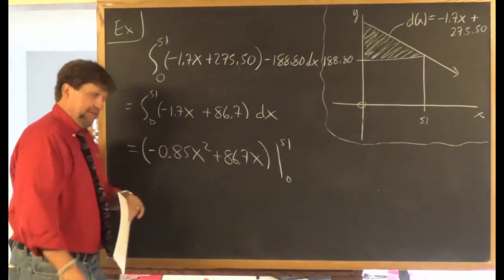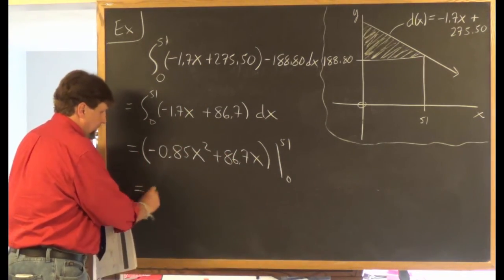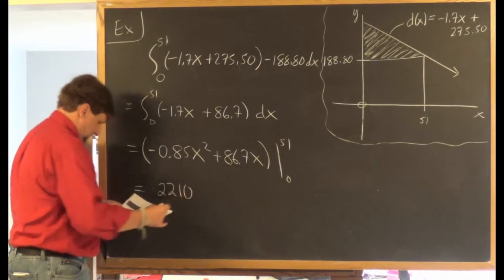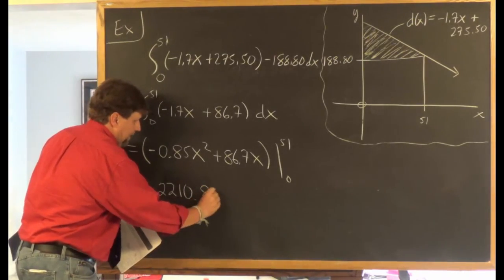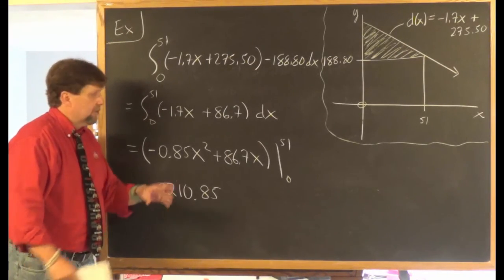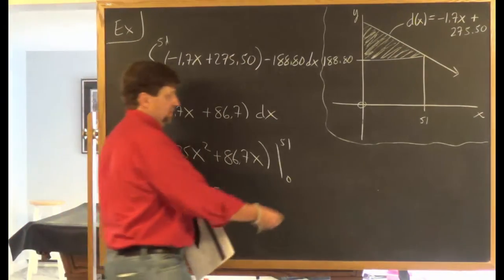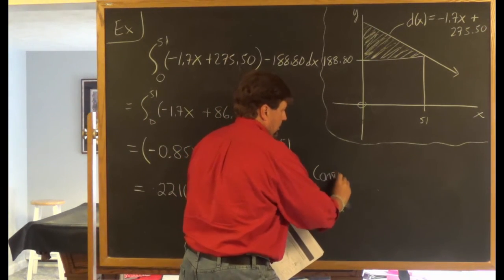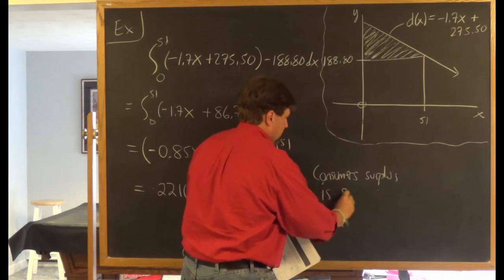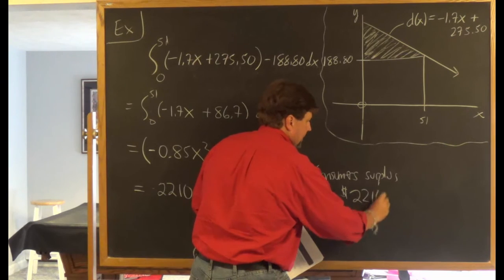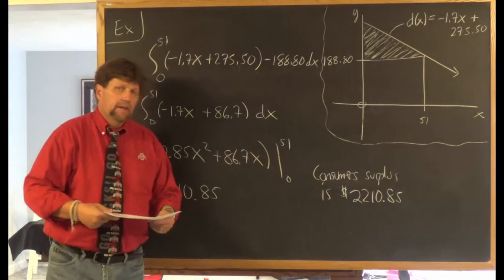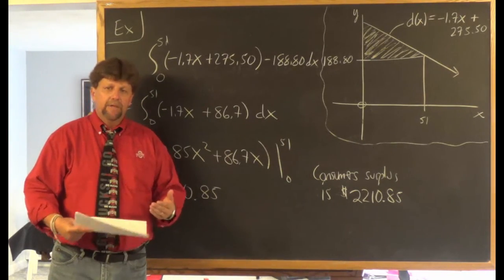Evaluate that from 0 to 51 using the fundamental theorem of calculus. And I get 2,210.85. That is the consumer surplus. So a short, sweet interpretation would be: the consumer surplus is $2,210.85. That's all there is to consumer surplus. It's just area between curves.